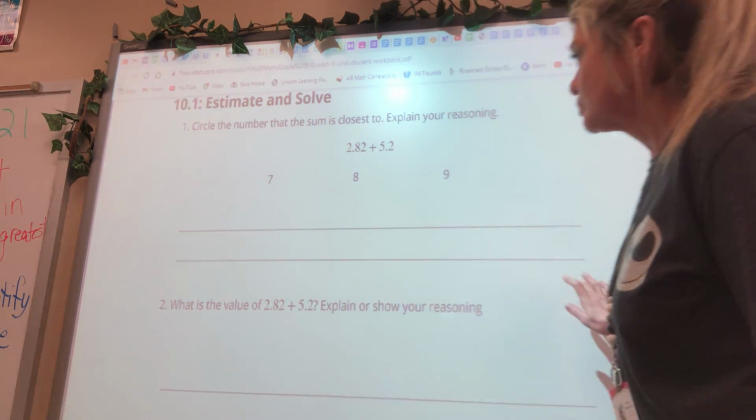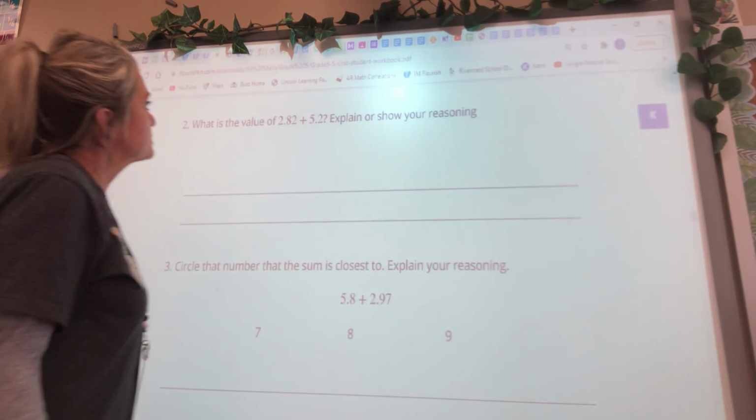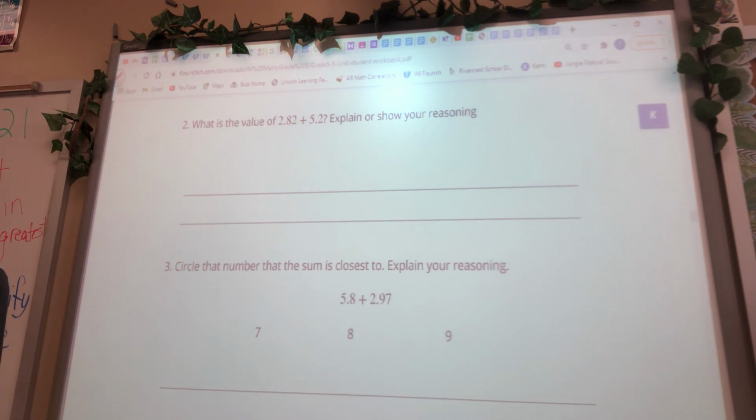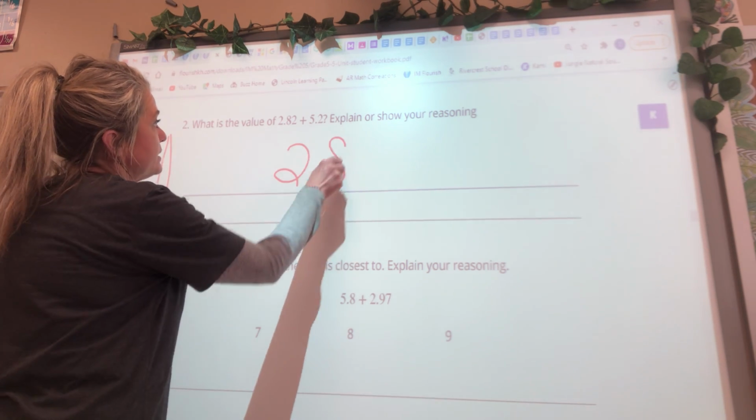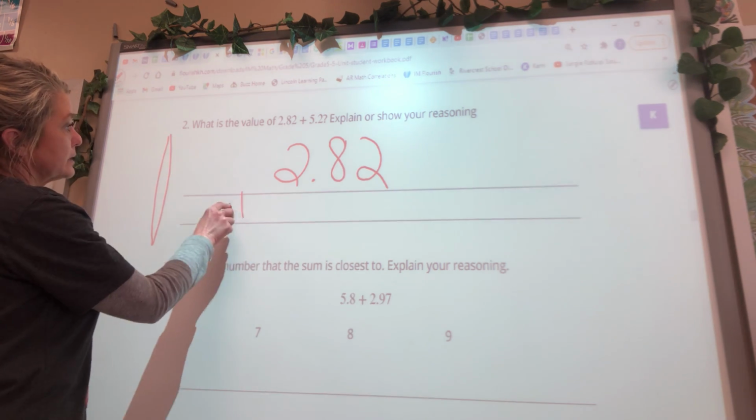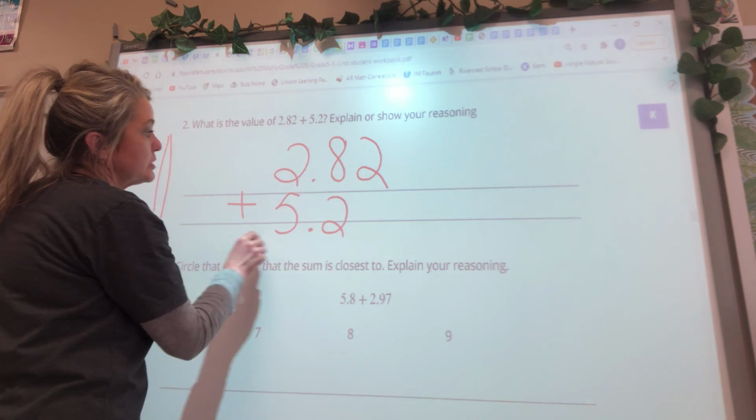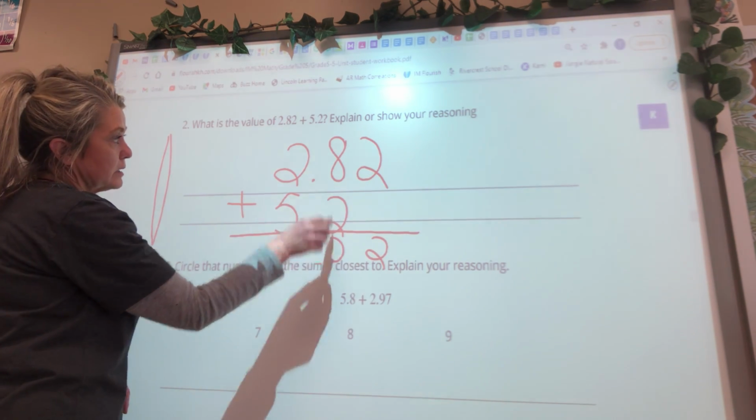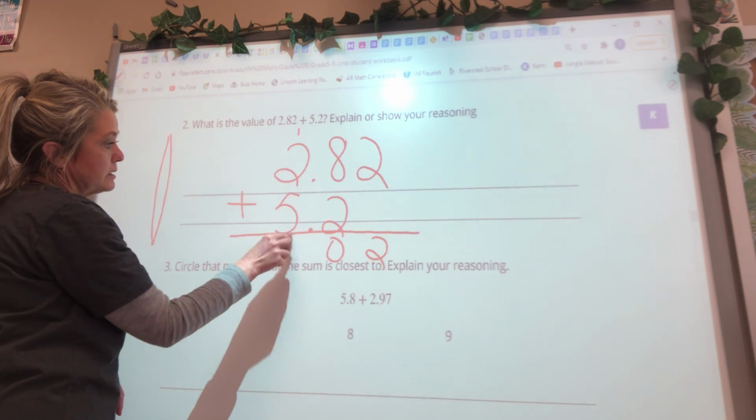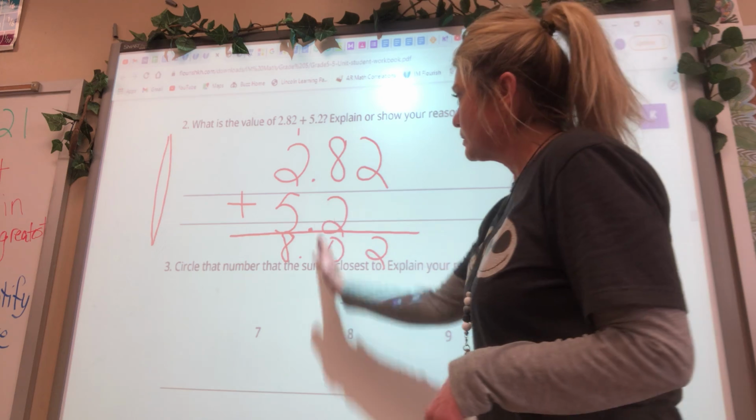Okay, on the next one. We're still estimating and finding sums. Okay, well actually this one says find the value. Well, we have 2.82 and we line up 5.2 just like we just did. 0, 10, 8. Always remember to line up those decimals.